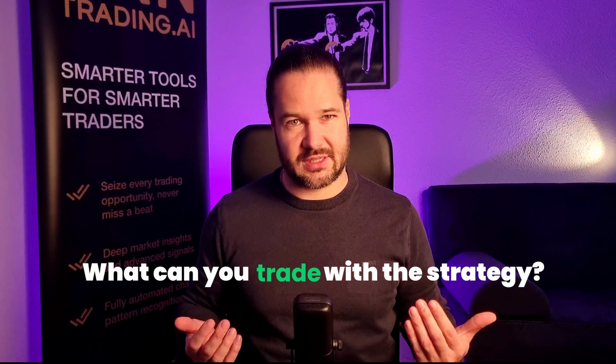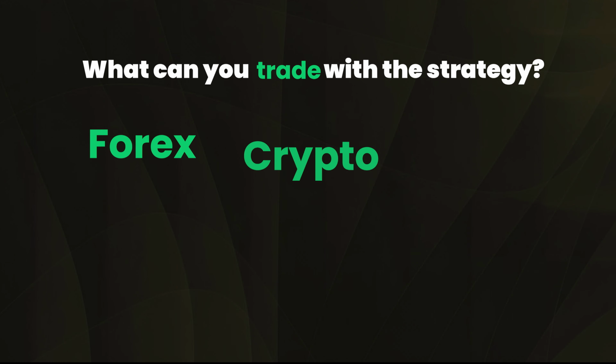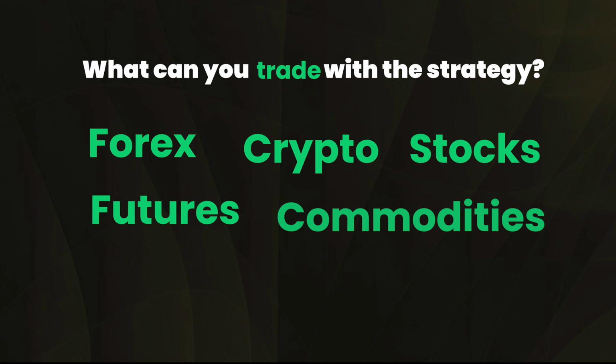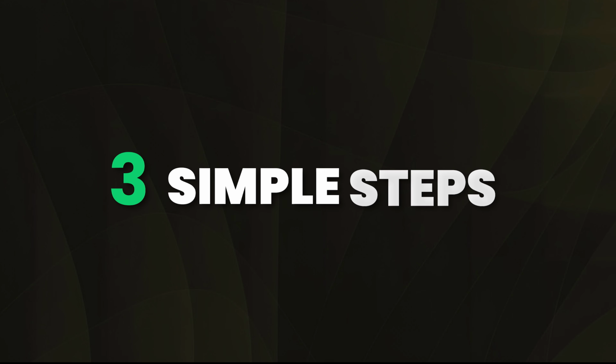Okay, enough of that. Let's move on to the question, what can you trade with this strategy? And the answer is anything is possible. You can trade Forex, crypto, stocks, futures, commodities, or anything you want if you follow just 3 simple steps. Another important thing is that we only trade during one of the sessions, Asian, European or US, because we want to trade when there's volatility in the markets.